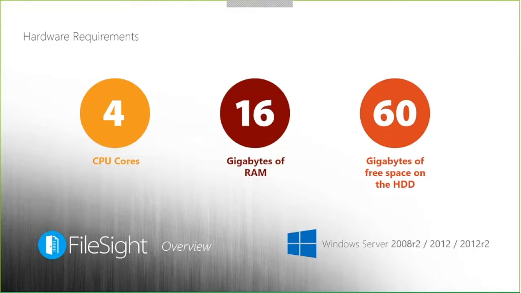Let's talk a bit technical about the FileSight server and what we need. It is good to be installed on Server 2008 R2, 2012, and 2012 R2. We're looking for 4 CPU cores, 16 gig of RAM, and 60 gigabytes of free space on the hard drive. That's pretty much your minimum requirements, and we can scale this up any way that we need to, but this is the best way to go ahead and install it, with 4 cores, 16 gigs of RAM, and 60 gigs of hard drive on the low end.